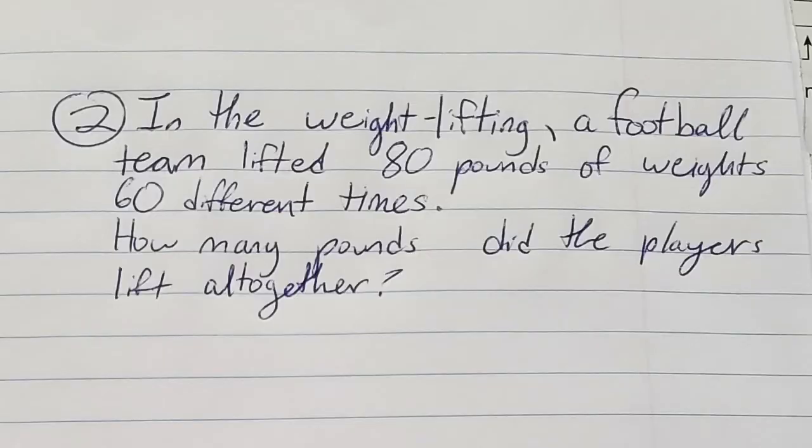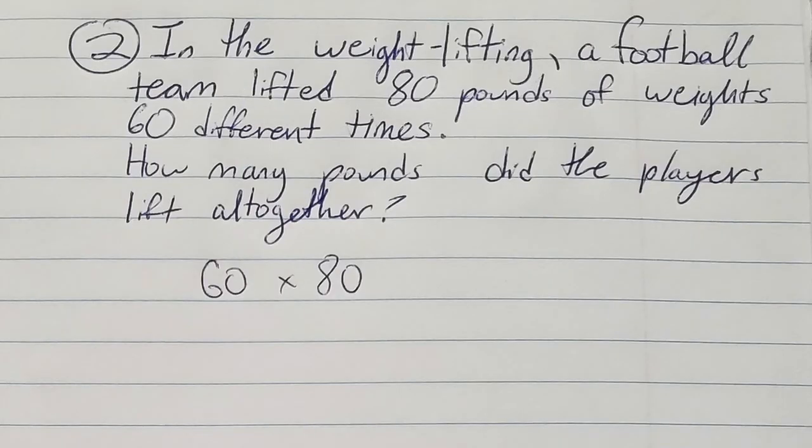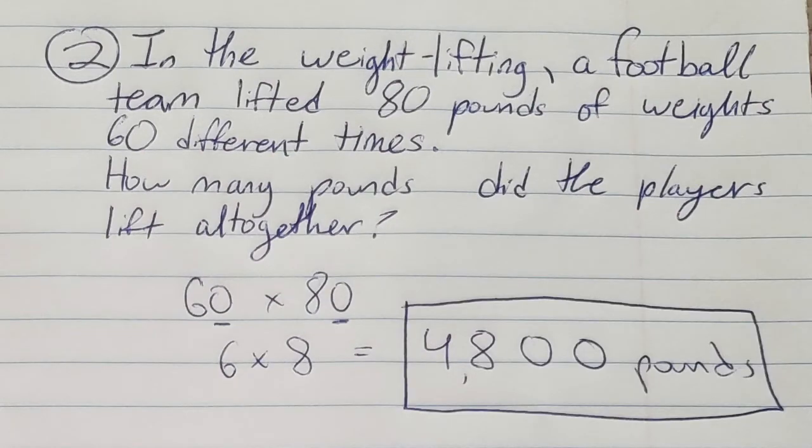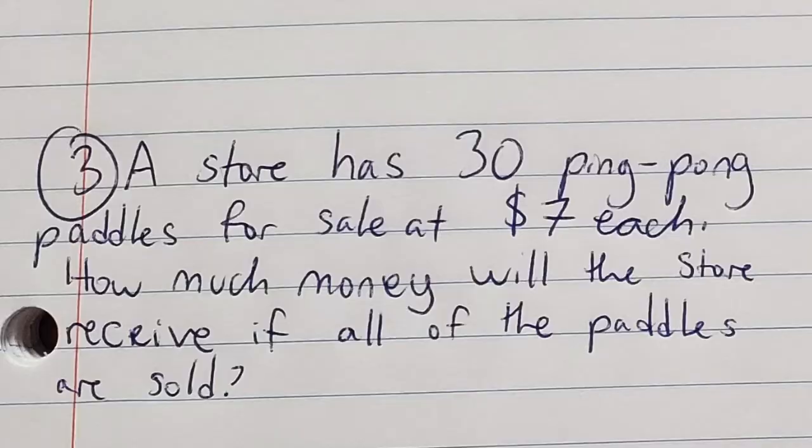To give you another example of that, let's do word problems. In the weightlifting room, a football team lifted 80 pounds of weights 60 different times. How many pounds did the players lift altogether? So in this problem, we're doing 60 times 80, or 80 times 60. We're going to do the same thing as last time. We multiply the digits that are not 0, so 6 times 8 is 48. Then we see how many zeros we have in our problem. We've got one behind the 6 and a second one behind the 8, so that's 2 zeros. Throw them on the end. Write down your label. Your answer is now 4,800 pounds. Good job.